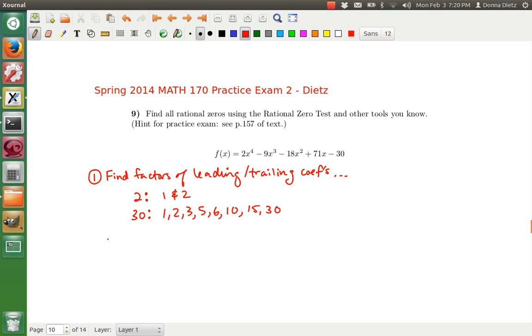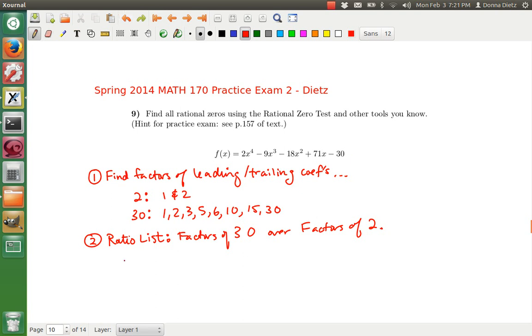Okay, so step 2 is ratio list. You have to make all your ratios of factors. I'm just going to write it this way: factors of 30 over factors of 2, where the 30 is the one on the end and the 2 is the one in the beginning. So let's go for it.